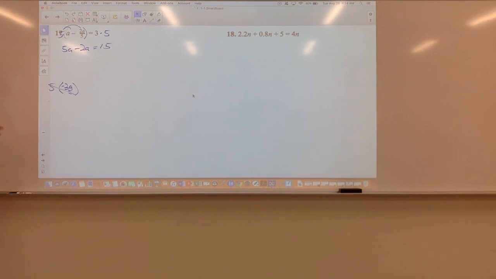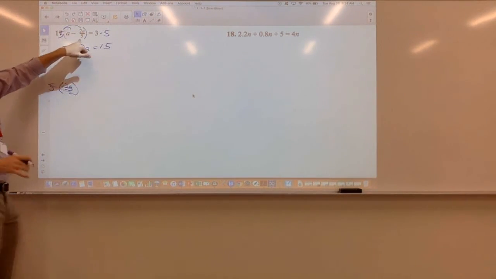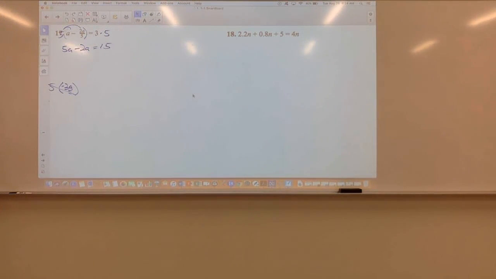So one good strategy is if we have a fraction like that, we want to kill the fraction. We can multiply both sides by whatever that denominator is. On this side, though, we just have to make sure that we distribute. So we've got 5 times a is 5a, then 5 times negative 2a over 5. Those 5s would cancel and I would just be left with minus 2a.